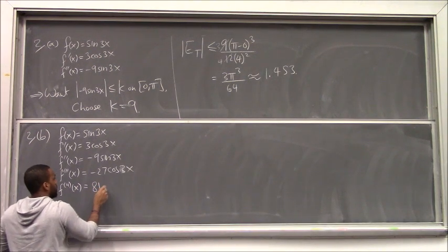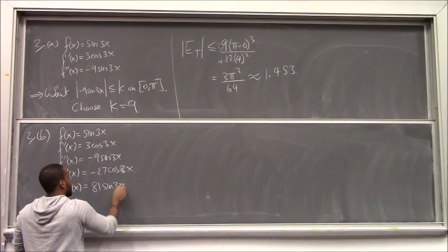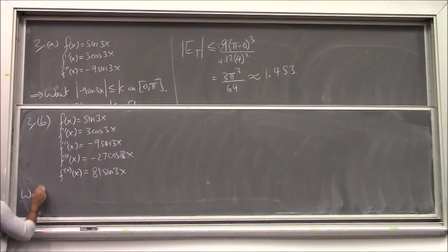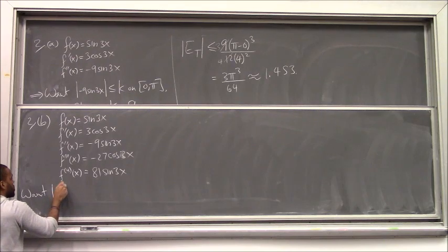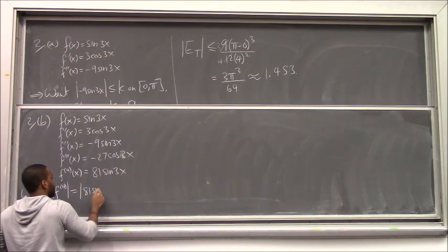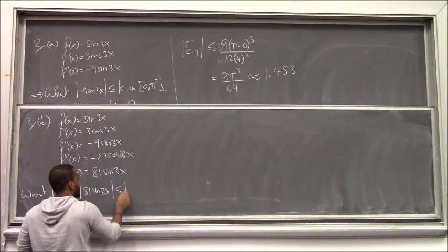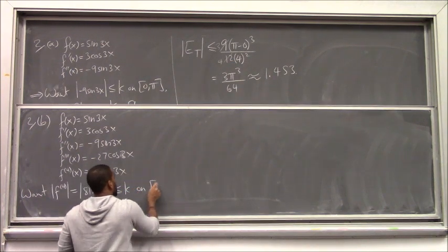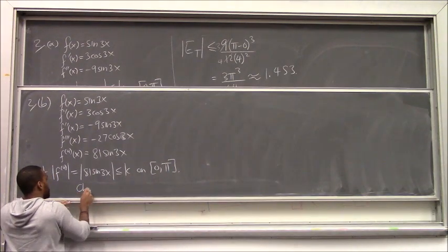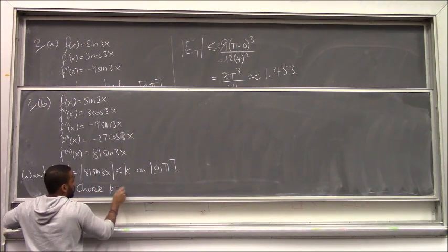Is 81 sine 3x. And so here we want the magnitude of the 4th derivative, which is the magnitude of 81 sine 3x, to be less than or equal to k on 0 to pi. A safe k value to choose: k equals 81.